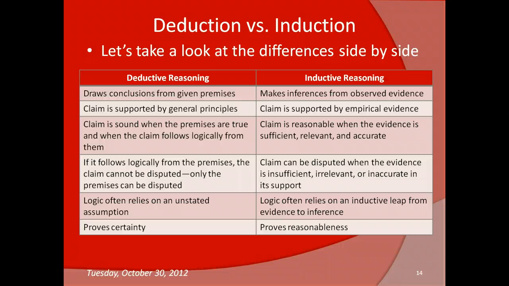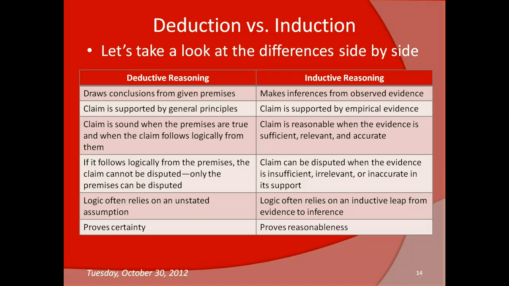In deductive reasoning, if the claim follows logically from the premises, the claim cannot be disputed. Only the premises can be disputed. In inductive reasoning, the claim can be disputed when the evidence is insufficient, irrelevant, or inaccurate in its support. In deductive reasoning, the logic often relies on an unstated assumption, like the warrant or the minor premise, which can be stated but is more often unstated.